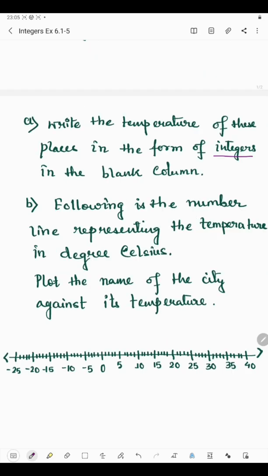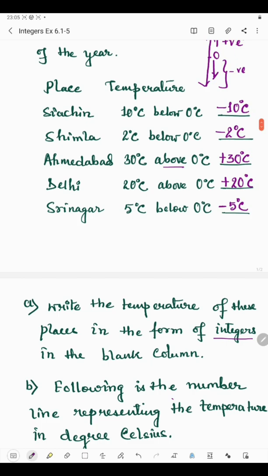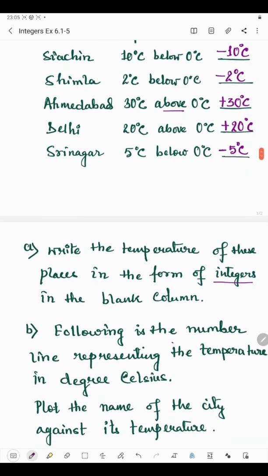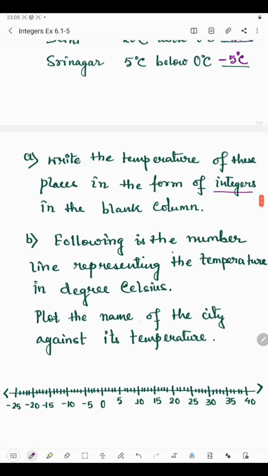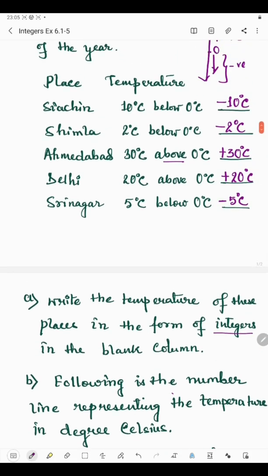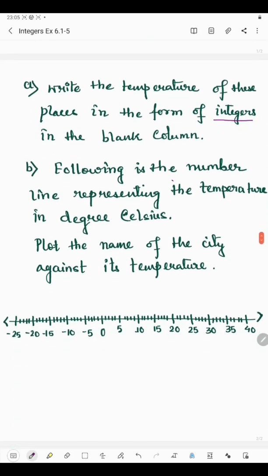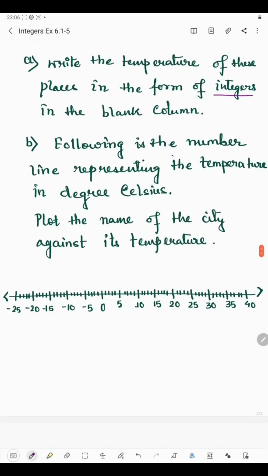Okay. Now in the B part we have: following is the number line representing the temperature in degrees Celsius. Here the number line is given, and this is in degrees Celsius because we have got the temperature in degrees Celsius. Okay. Now we will have to plot the name of the city against its temperature. Like see, Siachen is minus 10 degrees Celsius. Now where is 0 degree? Where is minus 10 degrees Celsius?